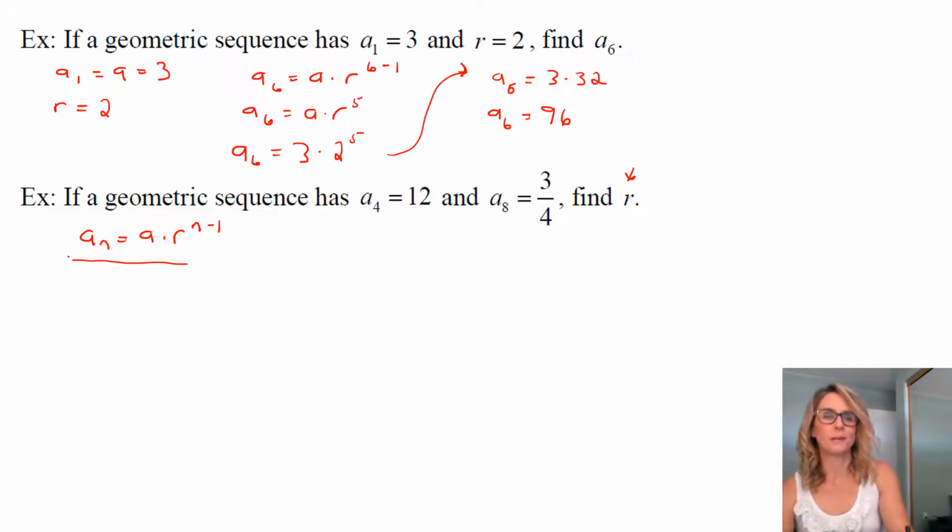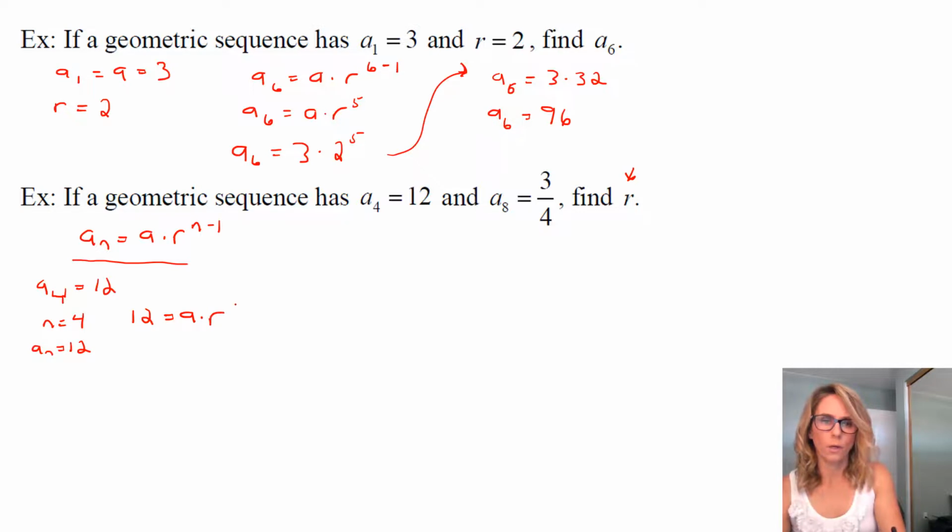So let's use it. We're going to take a sub 4 equaling 12. So that tells us that when n equals 4, we have a sub n equaling 12. Okay, so that doesn't tell us too much. But if we put that into this equation here, we have that 12 equals a times r to the 4 minus 1. So I'm putting in n as 4, and then my a sub n is 12.